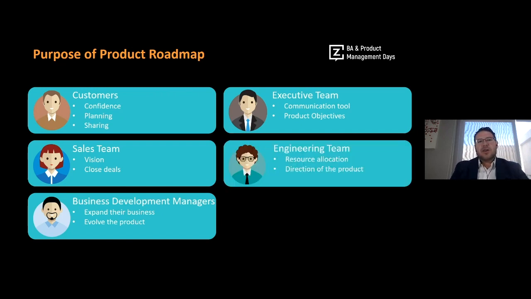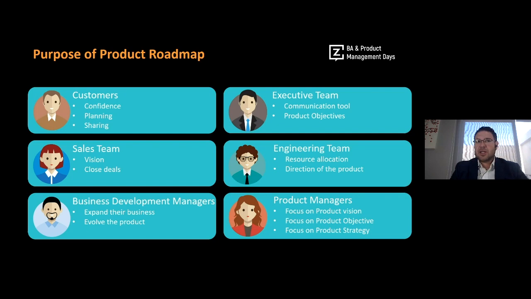And also for the engineering team, it helps to realign and reprioritize the resource allocation and also creates a sense of excitement about the overall direction of the product. And last but not least, for the product managers, the product roadmap helps them to focus on the product vision, the product objective, and the product strategy, and also to align the vision with the strategy. This enables product managers to have frequent communication with the mentioned stakeholders and take decisions on the product strategy.